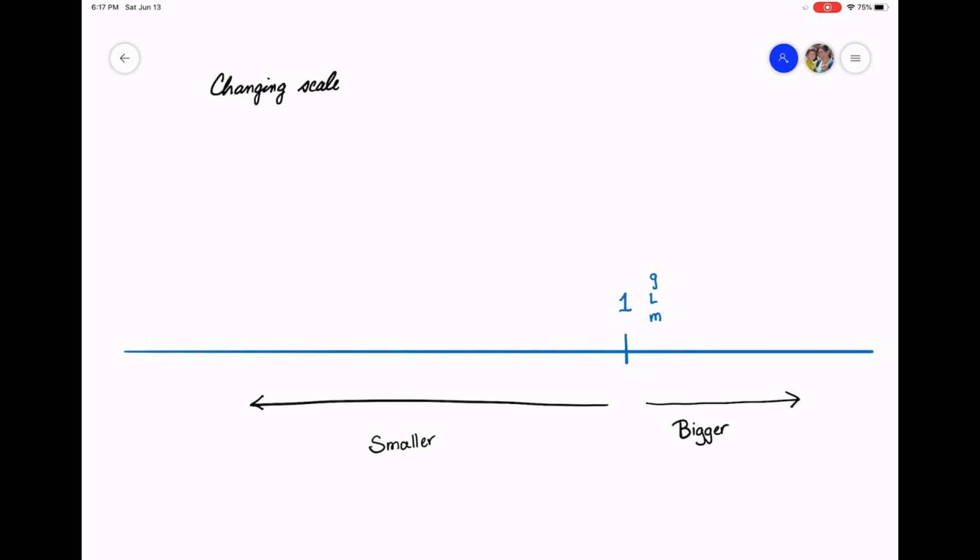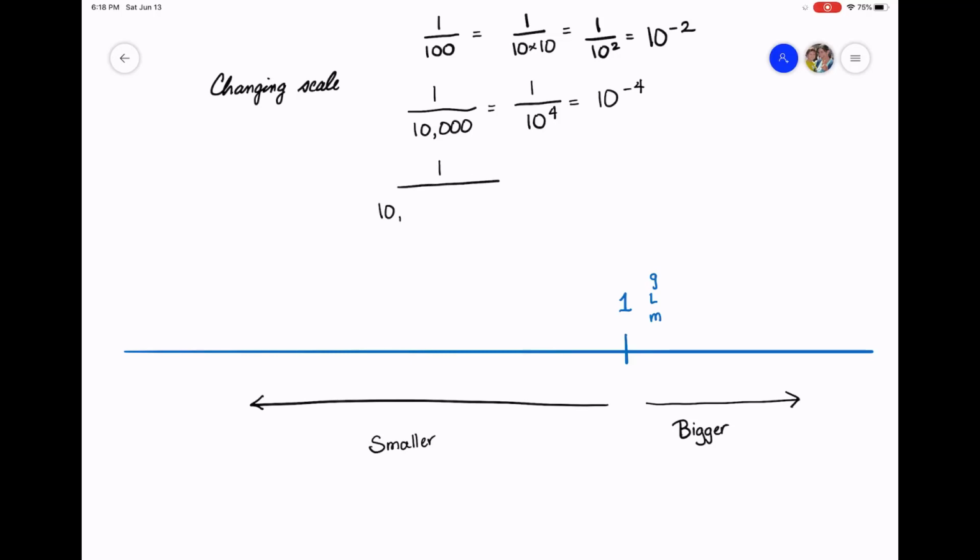Now sometimes we want to do the power of 10 in the denominator, like 1 over 100. Well, 1 over 100 is 1 over 10 times 10, which is 1 over 10 to the power of 2. But to express that, we actually use 10 to the negative 2. Likewise, 1 over 10,000 is 1 over 10 to the power of 4, which is expressed 10 to the negative 4. Here I have 1 over 10 million. Let's see if you can do it. That would be what?